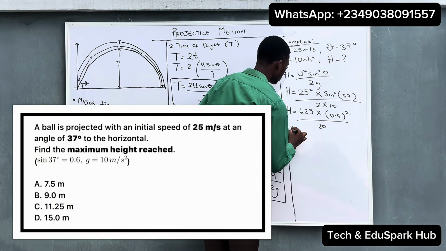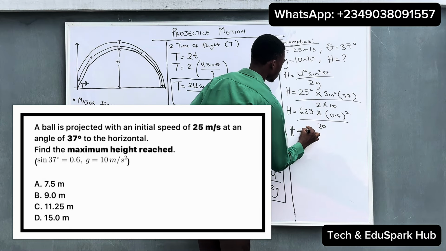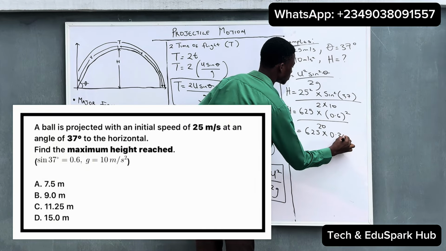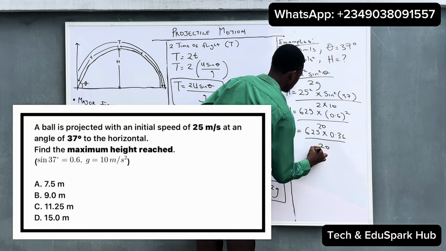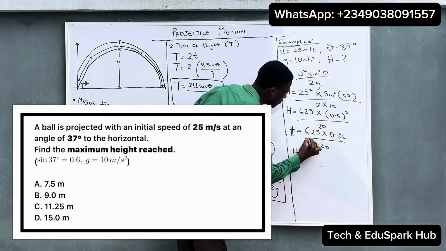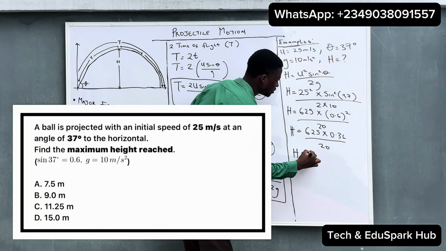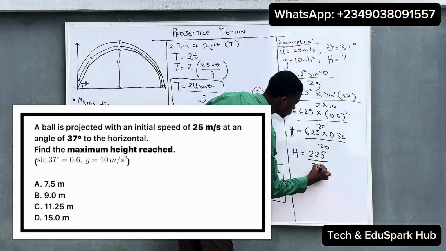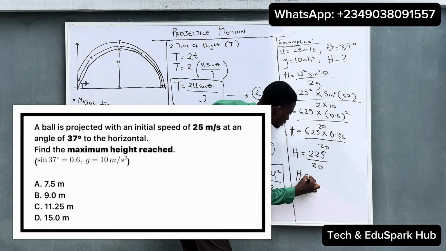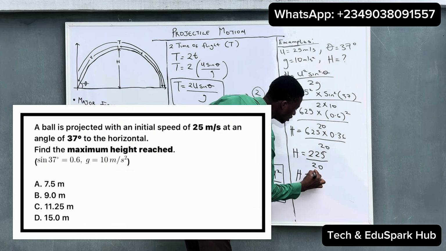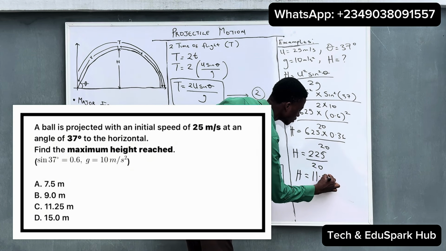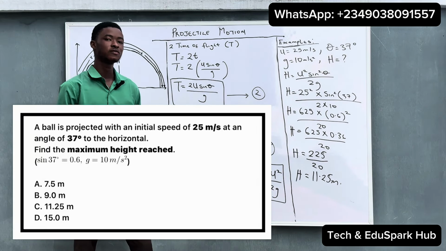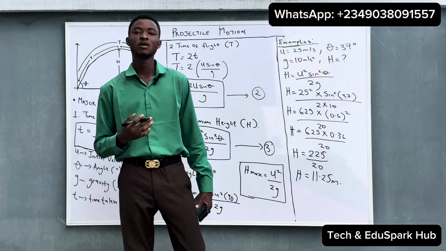So h is equal to 625 multiplied by 0.6 square, which gives you 0.36, divided by 20. So h will be given as, when you press 625 multiplied by 0.36 in your calculator, you have 225 divided by 20. So 225 divided by 20 will give you 11.25 in meters. So this is our final answer to questions of this type. And this will be all on the maximum height.